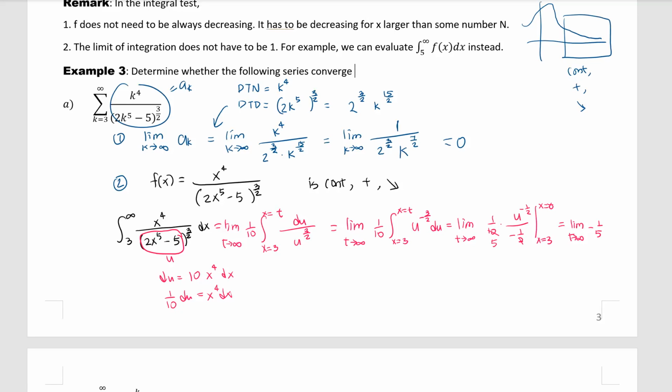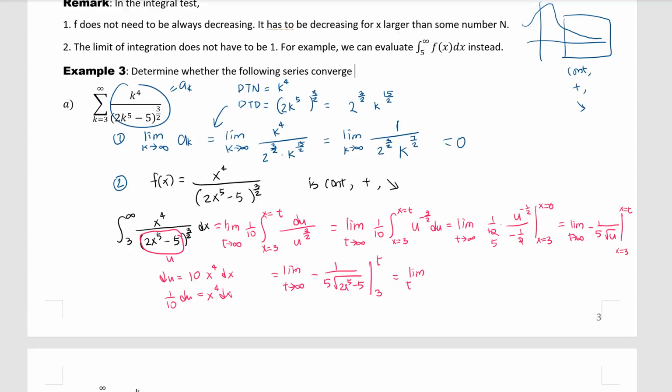And then here, u to the negative 1/2 means we have the square root of u in the denominator, evaluated from x equals 3 to x equals t. Almost there. We want to get the x back because those are x values. So u is 2x to the 5th minus 5. Now we evaluate from 3 to t.